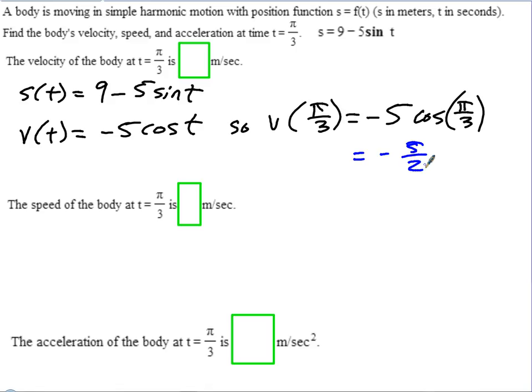Now, okay, what about this? We got to talk about this just a little bit. I mentioned this, but we didn't spend a lot of time on it. I don't think it's really in our textbook very much. So, how is speed related to velocity? Good. Speed is always positive.